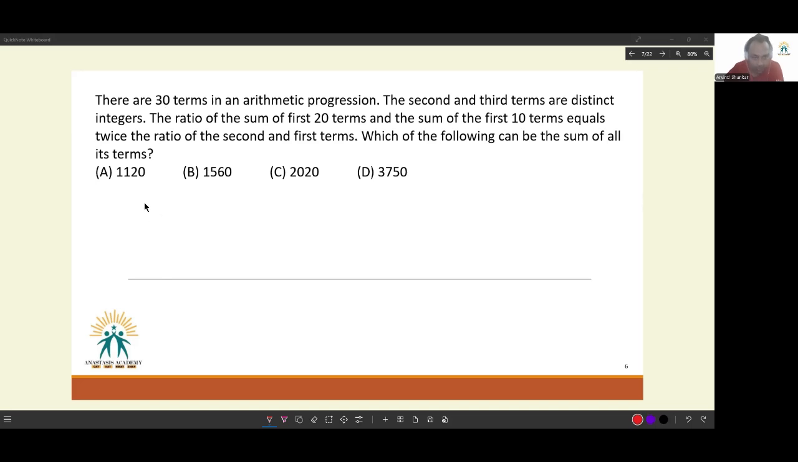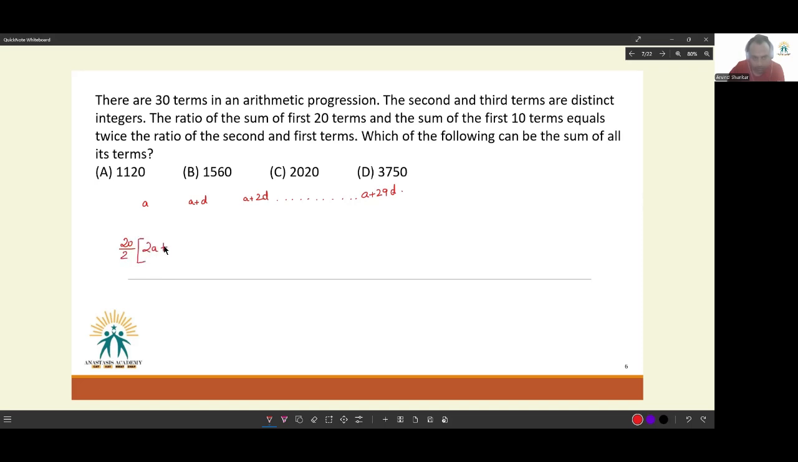Okay. There are 30 terms. So the first term is A, second term is A plus D, third term is A plus 2D, and so on and so forth. We will keep on going up until A plus 29D. 30 terms are this way. Now, ratio of sum of first 20 terms. First 20 terms should be given by 20 by 2.